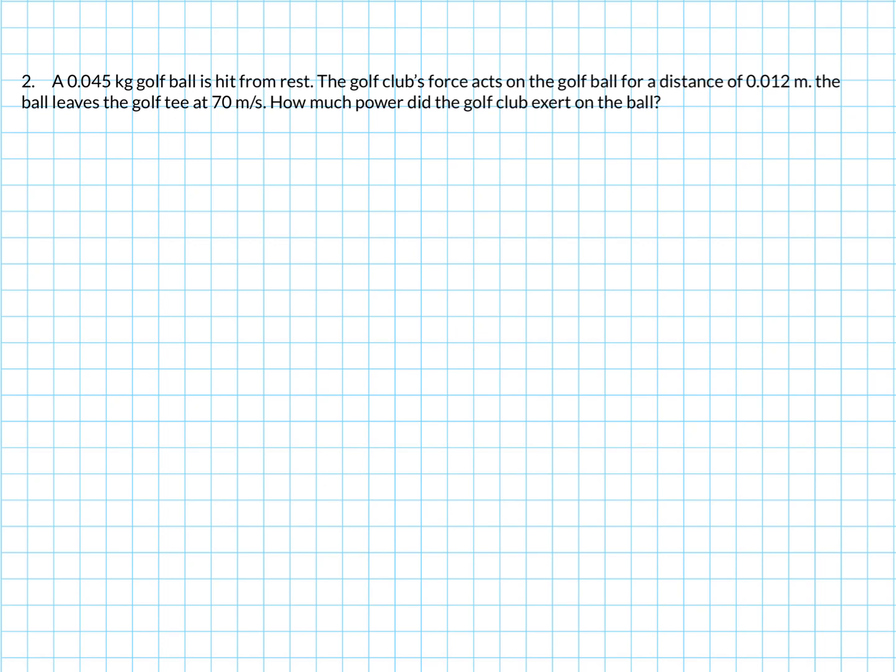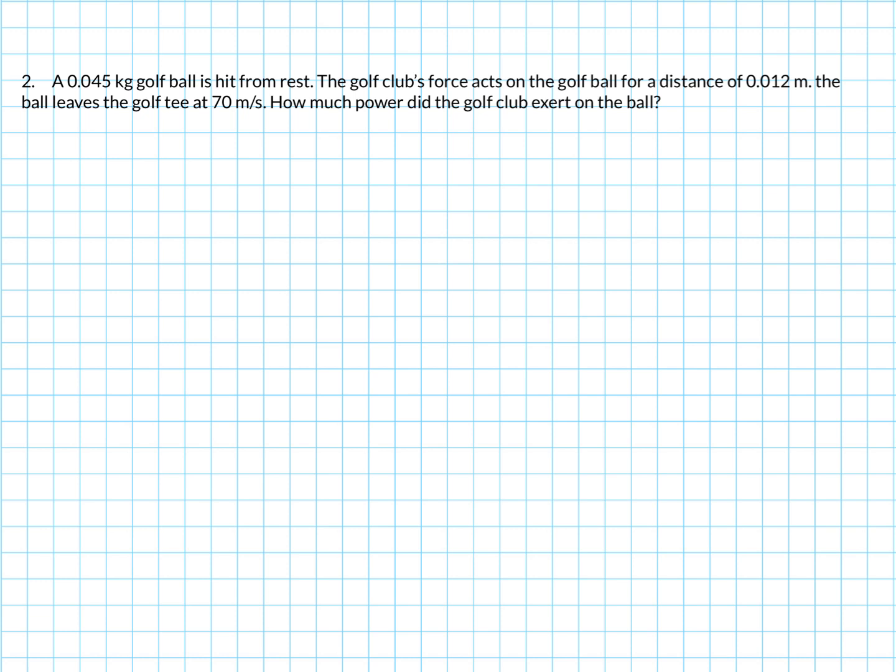This is the solution to the pre-check problem for the test, set number 1. A 0.045 kilogram golf ball is hit from rest. The golf club's force acts on the golf ball for a distance of 0.12 meters. The ball leaves the golf tee at 70 meters per second. How much power did the golf club exert on the ball?